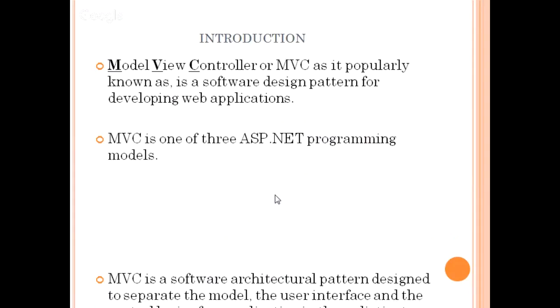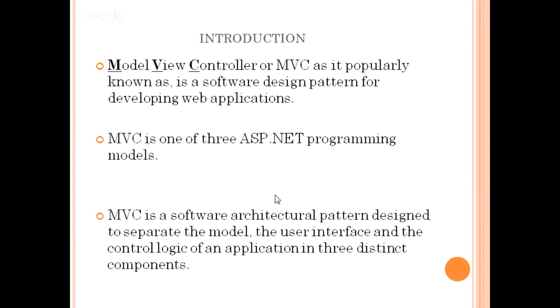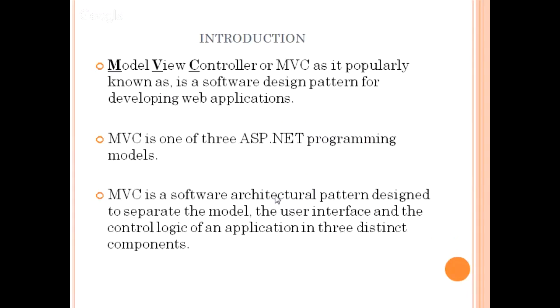MVC is just a pattern or a structure designed to separate or relieve dependencies on the model, the interface, and the controller. So basically what it does is separate the model, the user interface, and the control logic of an application into three distinct components.